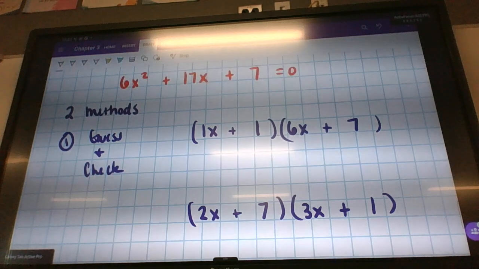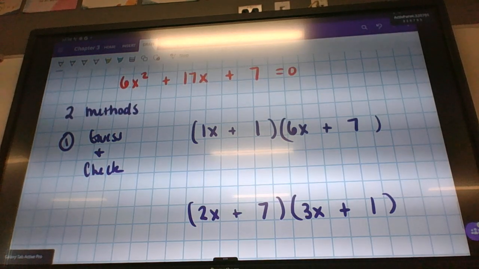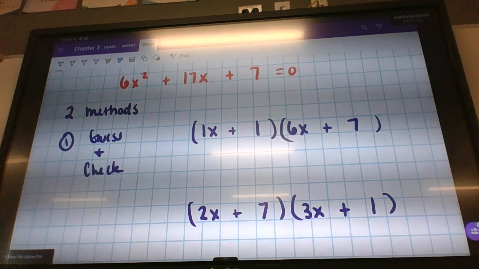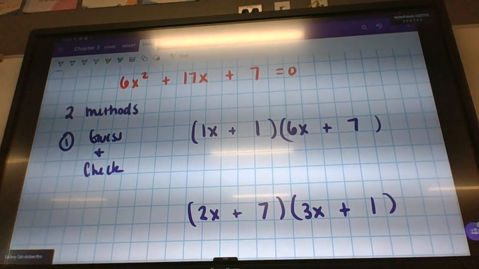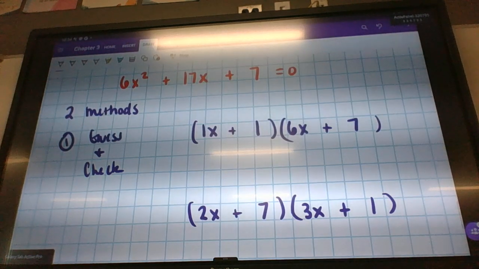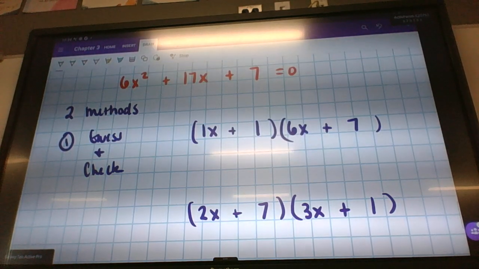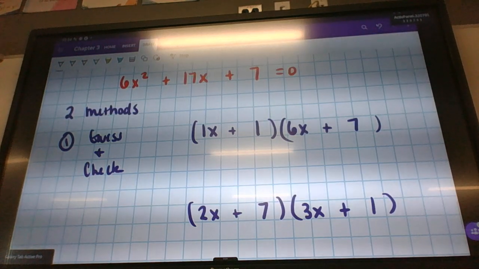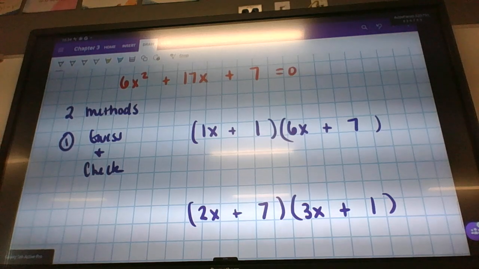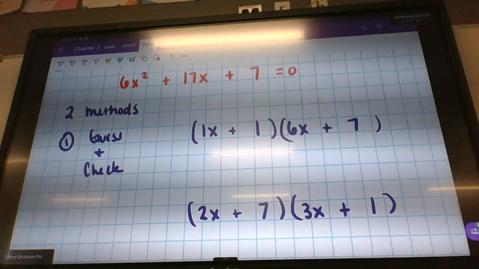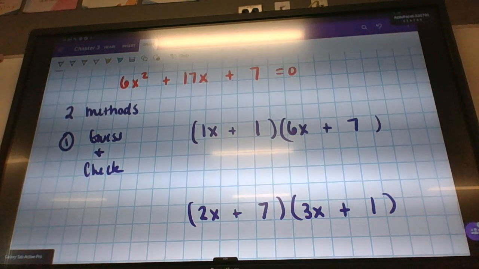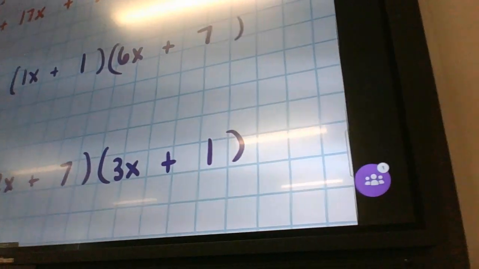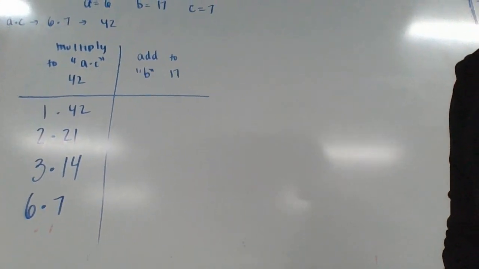So I do 1 and 42, and I know 42 is even, so it must divide by 2, so 2 and 21. 42 divided by 6, so it has to divide by 3. It's 3 times 14. It doesn't divide by 4, doesn't divide by 5, it divides by 6. This is everything that multiplies to be 42. Which ones add to be 17? Okay, 3 and 14, so those are the numbers I'm gonna pick.